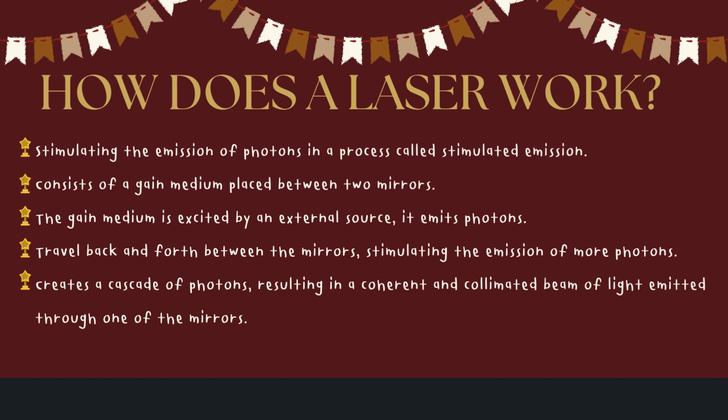A laser works by stimulating the emission of photons in a process called stimulated emission. It consists of a gain medium such as crystal, gas or semiconductor placed between two mirrors. When the gain medium is excited by an external source, it emits photons. These photons travel back and forth between the mirrors, stimulating the emission of more photons. This process creates a cascade of photons, resulting in a coherent and collimated beam of light emitted through one of the mirrors.